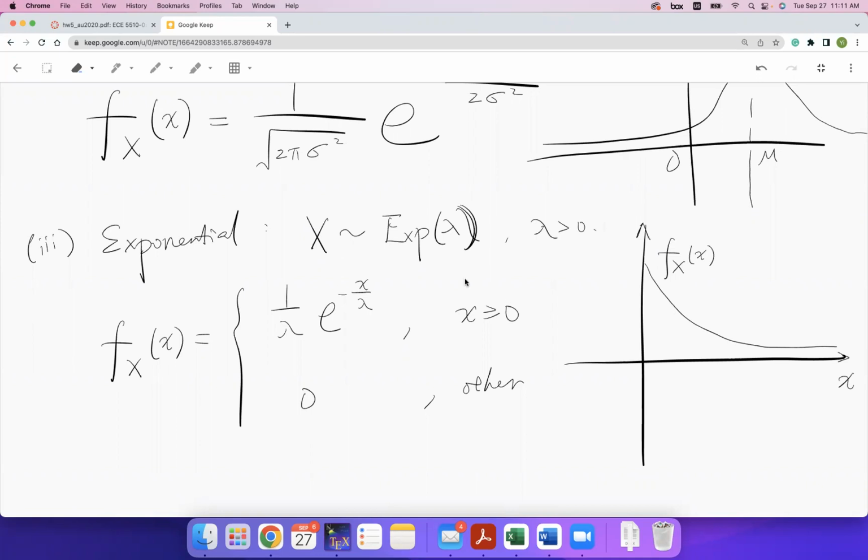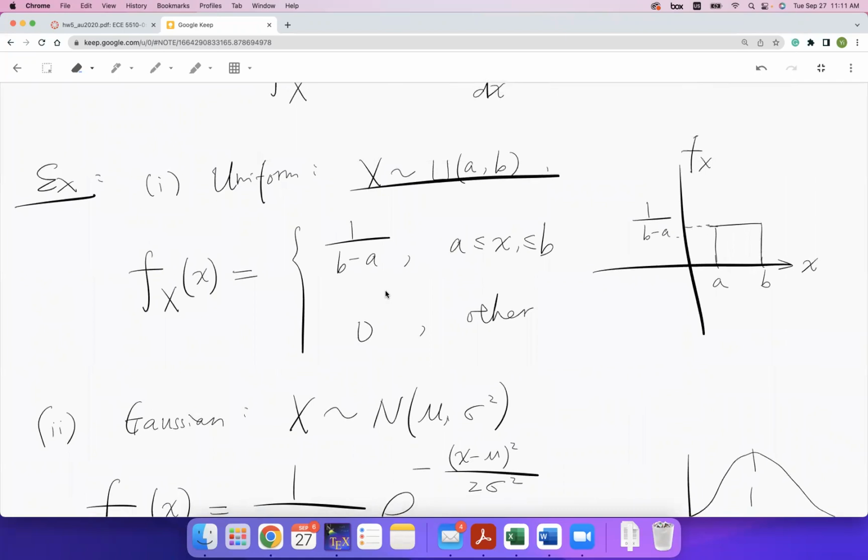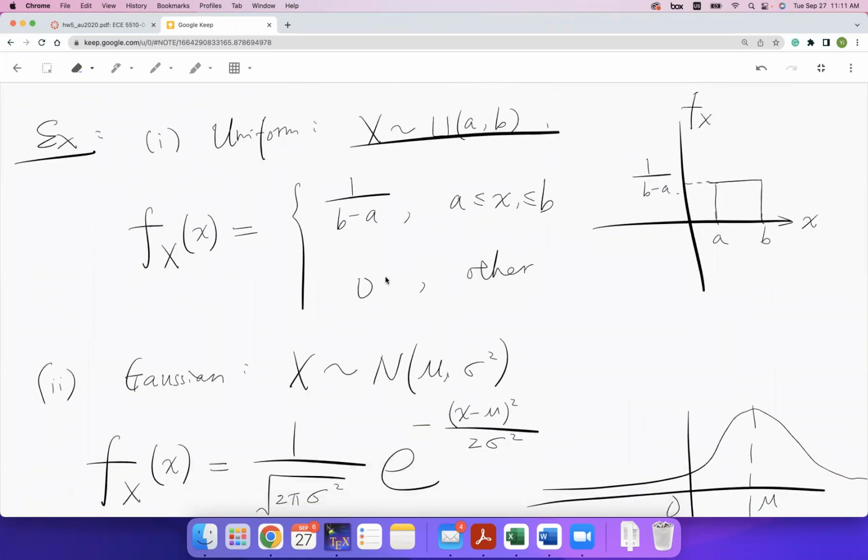Of course, for these random variables, we actually didn't specify the background, like what the experiment is, or what the probability space is. Here we are directly focusing on different examples of the PDF functions.